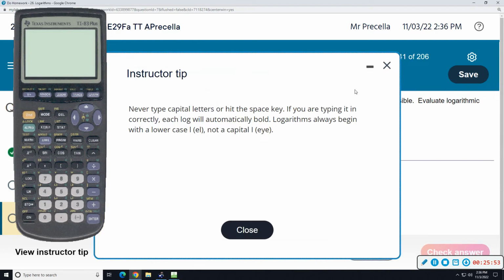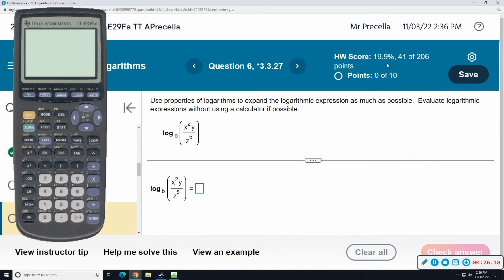I wanted to show you, we're putting in instructor tips here. Never type capital letters or hit the space key. If you're typing it in correctly, each logarithm will automatically bold. Logarithms always need to begin with a lowercase l, and we even spell it out, E-L, not a capital I. E-Y-E.